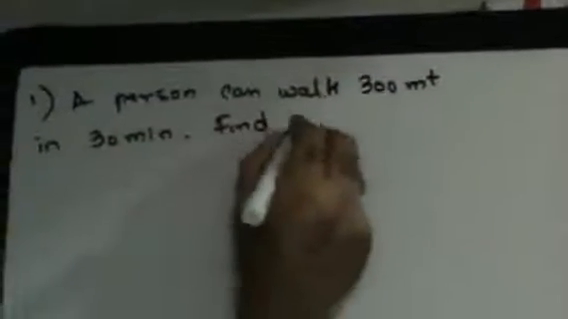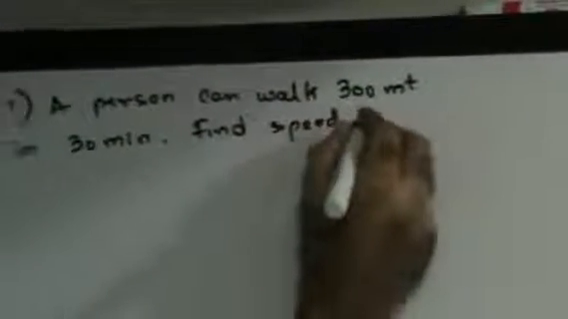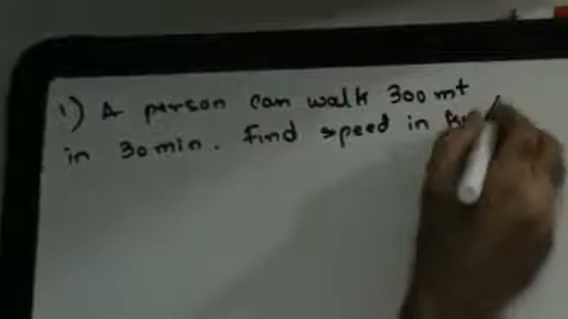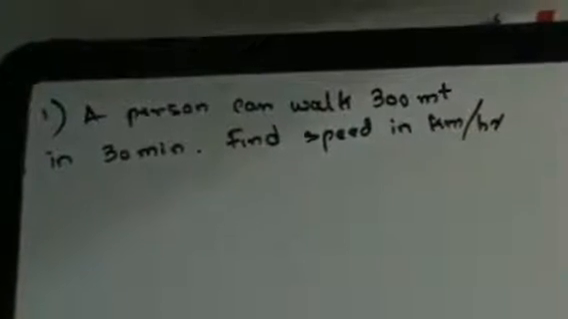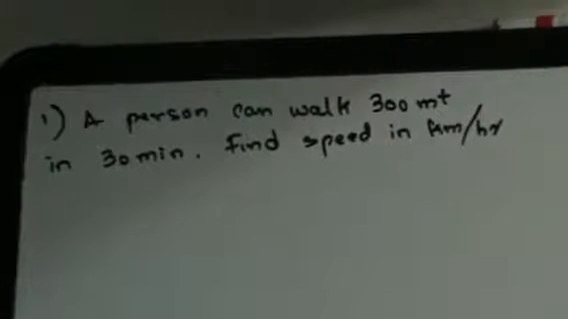Let's see some sums, guys, please start writing. A person can walk 300 meters in 30 minutes. Find his speed in kilometers per hour. You have to find his speed in kilometers per hour.